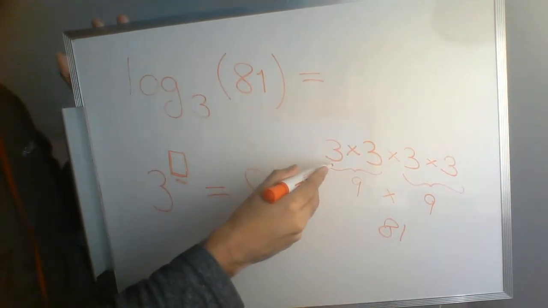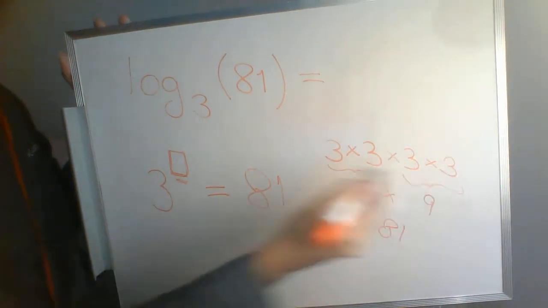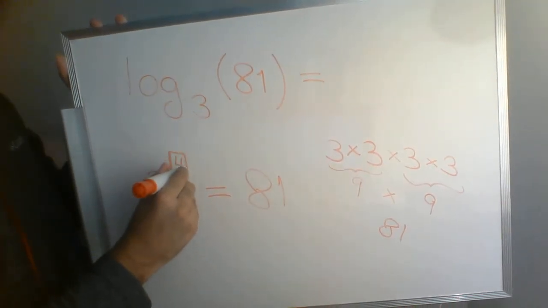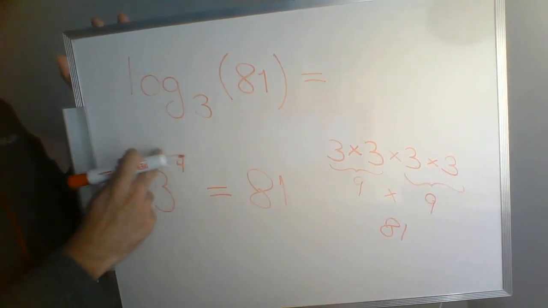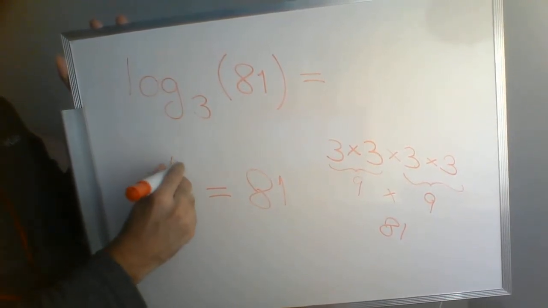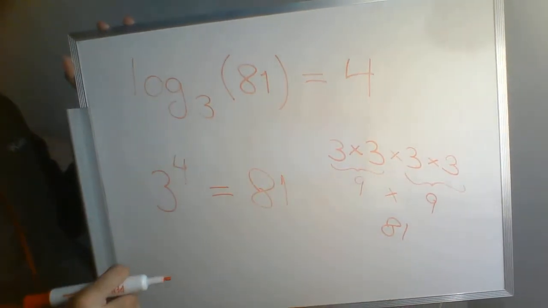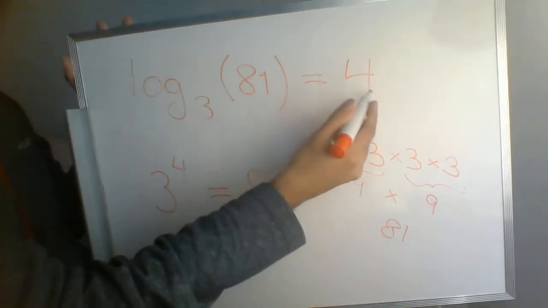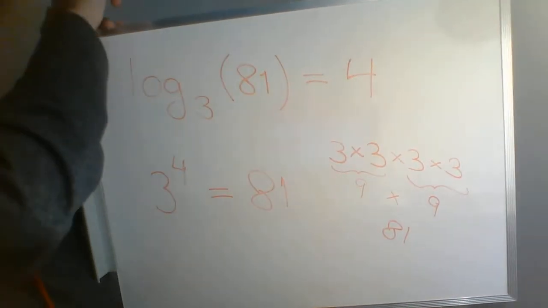So we just count how many 3's we have. It's 1, 2, 3, 4. That means that 3 to the exponent 4 will give us an answer of 81, and therefore that means that the answer to our logarithm up here is going to be 4, because 3 to the exponent 4 equals 81. That's sort of the structure of the logarithm.